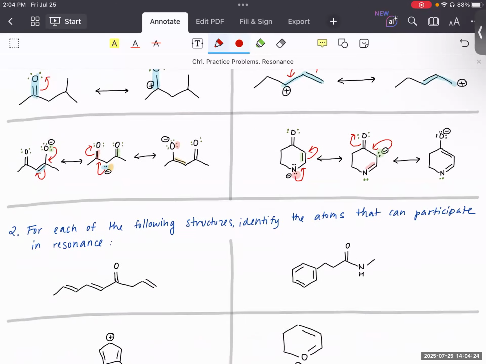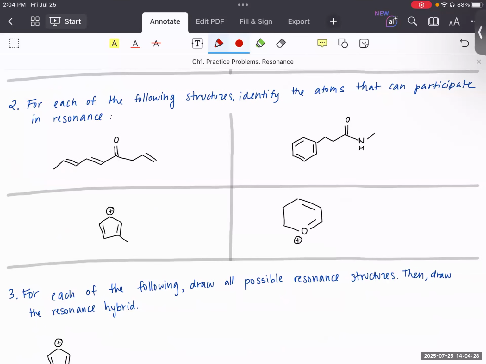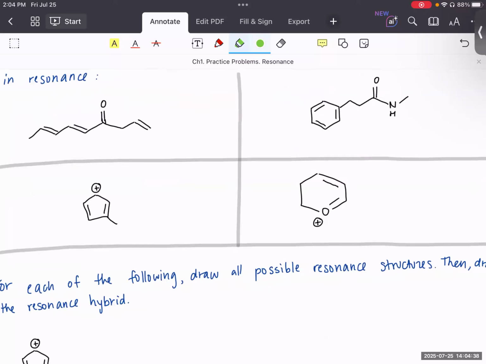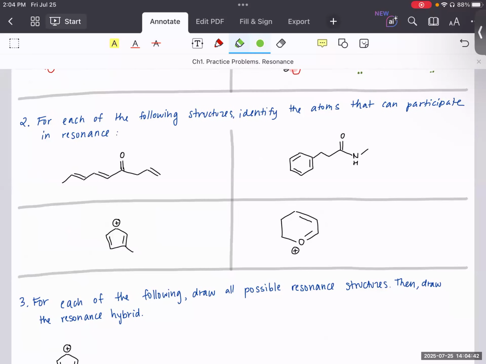All right. Okay, so let's move on to this next question, which is for each of the following structures, identify the atoms that can participate in resonance. And so for this one, what we're looking for is an extended conjugated system. Similar to what we talked about in the lecture video, we're looking for double bonds or electron pairs that are within a conjugated system.